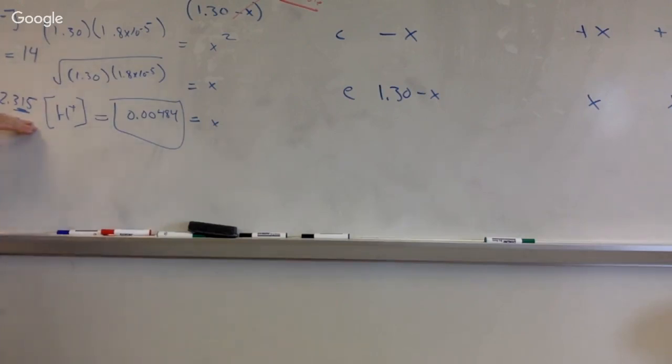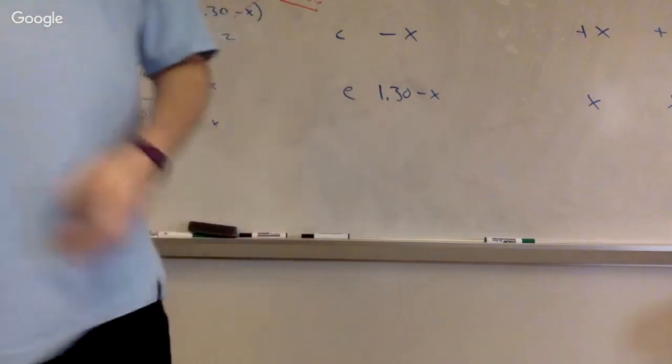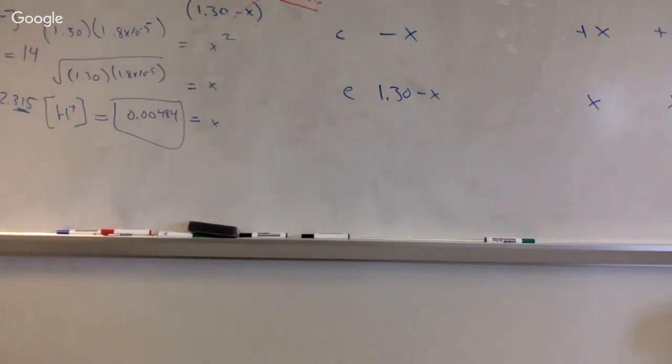2.315 is our pH. And does that make sense to us? Well, yeah, because aren't we dealing with an acid? And shouldn't our pH be below 7? Yeah? So if you take the negative log of the H plus, you're going to get 2.315.